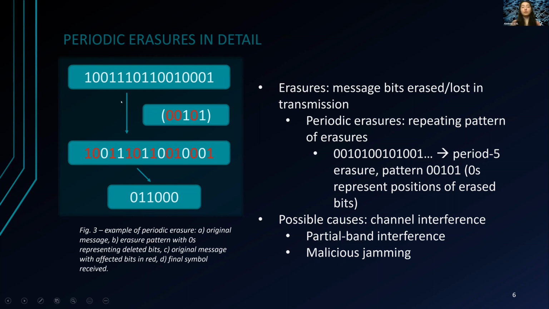Clearly, if you start with this message and you end up with this message, you're going to lose a lot of data. If not information, you will certainly lose a lot of ability to correct errors. Possible causes of periodic erasures include channel interference from partial band interference of channels that are very close together interfering with each other, or malicious jamming in the case of, for example, a military scenario where one country wants to stop the communications from another.